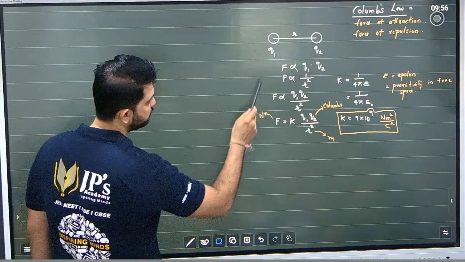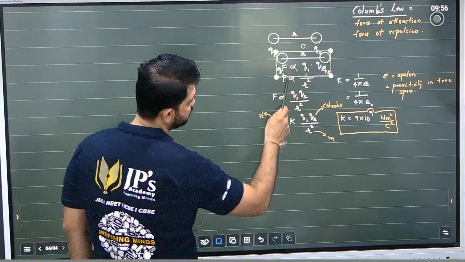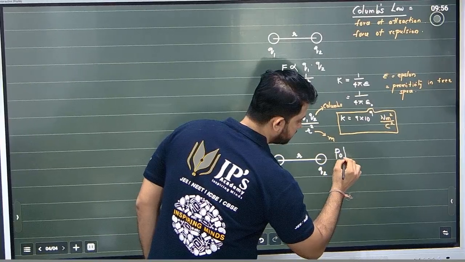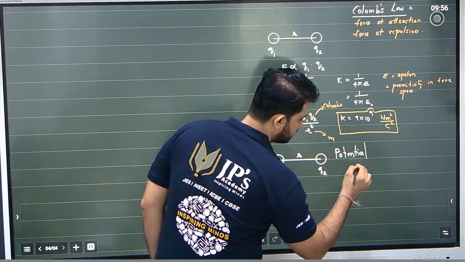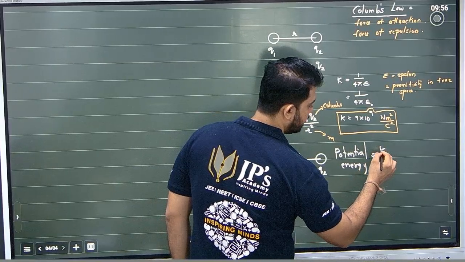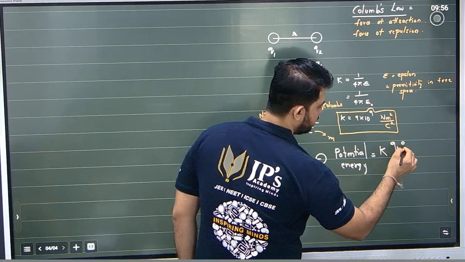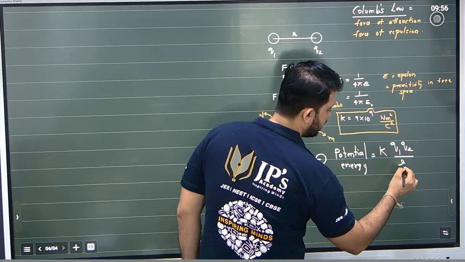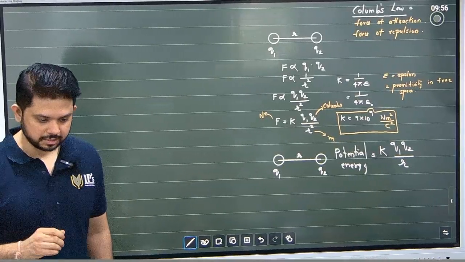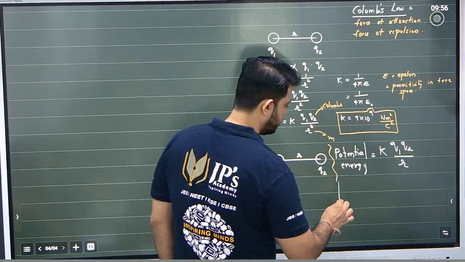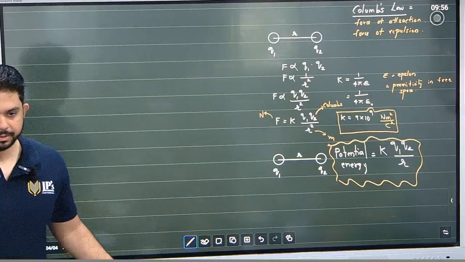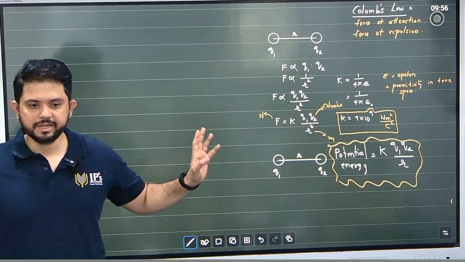Now this is the force of attraction between two charged particles. Similarly, let's say I have two charged particles, Q1 and Q2. Then the potential energy is given by K Q1 Q2 upon R. What is the formula for potential energy? K Q1 Q2 by R. We're not doing the derivation, you will do that in physics, but we need to know this when we apply distance of closest approach.